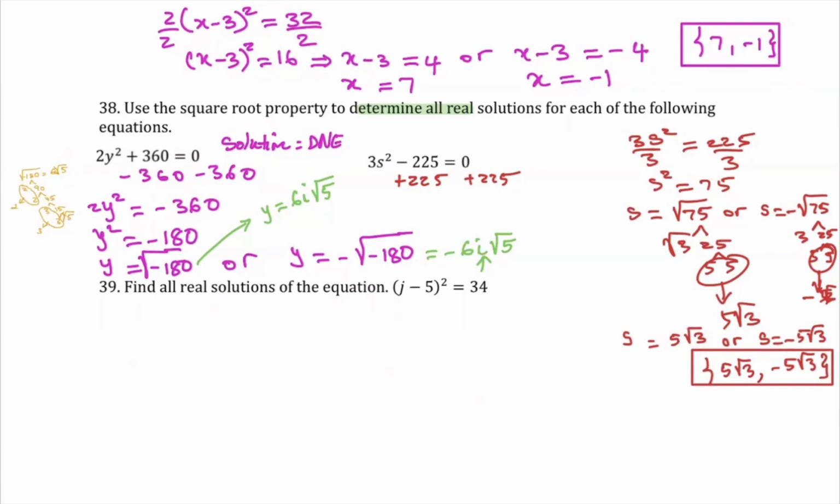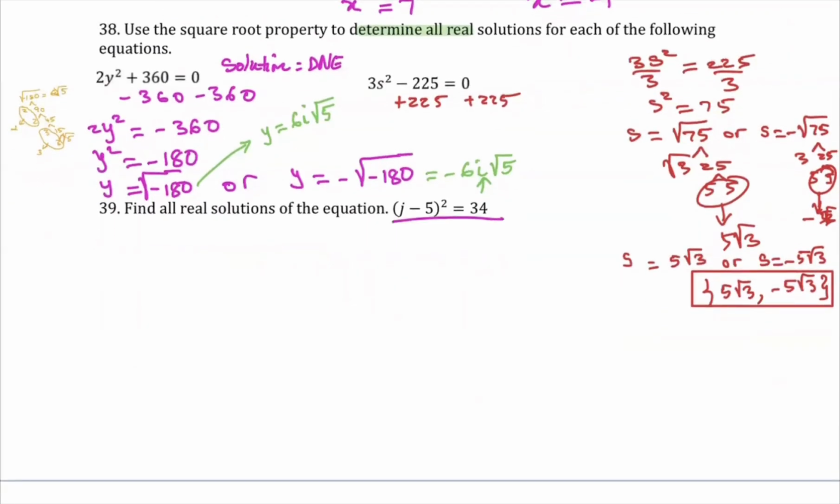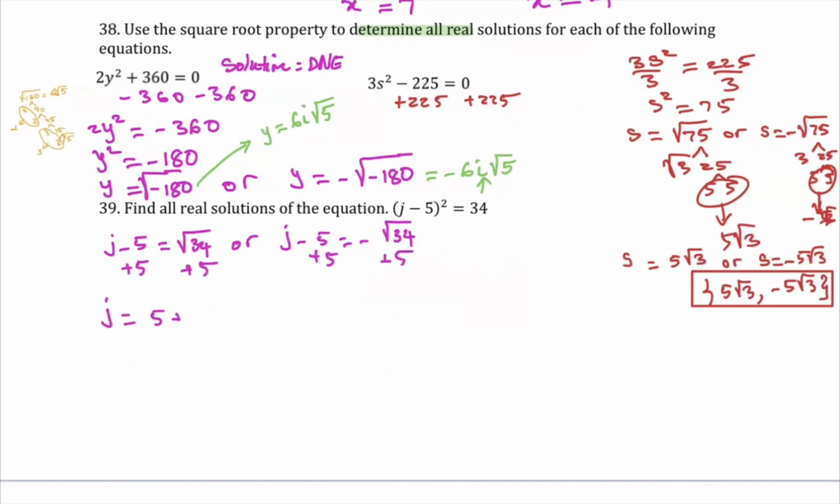And then now we have this. Same thing here, since the group that is squared is already isolated, we can just set up the two equations. j minus 5 equals square root of 34, or j minus 5 equals negative square root of 34. And now we have two solutions if we add 5 on both sides of each equation. j equals 5 plus square root of 34, or j equals 5 minus square root of 34. Solution set: 5 plus square root of 34, 5 minus square root of 34.